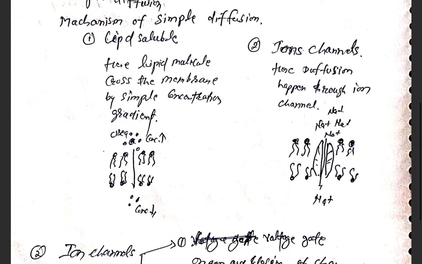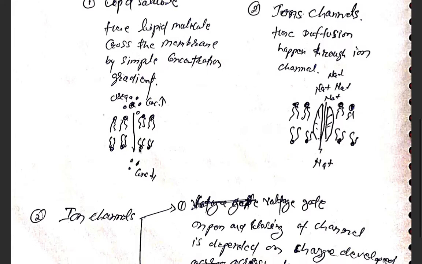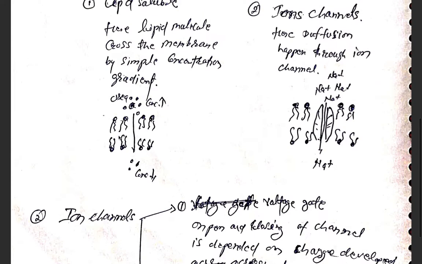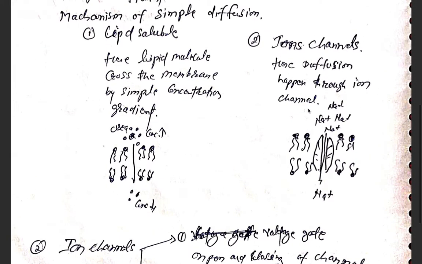Here lipid molecules cross the membrane by simple concentration gradient. Lipid molecules cross our cell membrane by simple diffusion. And we also know that our membrane is made of lipid molecules. It is lipid soluble, and only lipid molecules can cross this membrane barrier. And second are the ion channels.